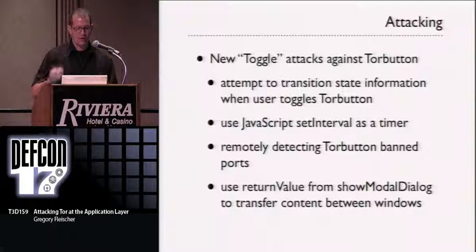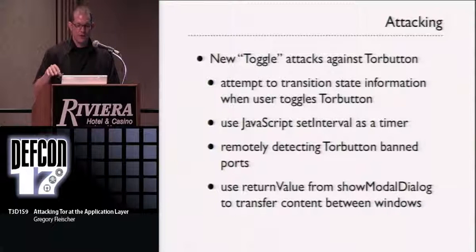So let's talk a little bit about toggle attacks on Tor button. These have always been pretty interesting, but I don't think they've really been fully fleshed out. Tor button currently does a pretty good job of trying to prevent you from transitioning from one state to another and leaking information. It handles cookies, it handles cache content, all sorts of other interesting stuff. But here are a couple methods that you can use that attempt to defeat these protections.